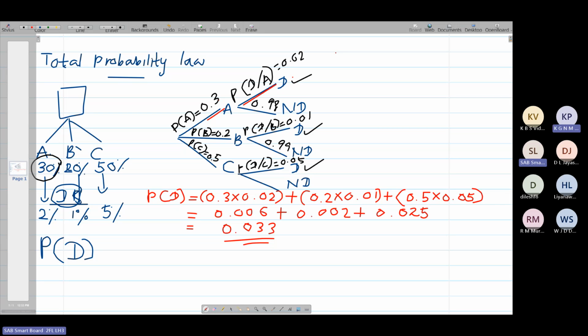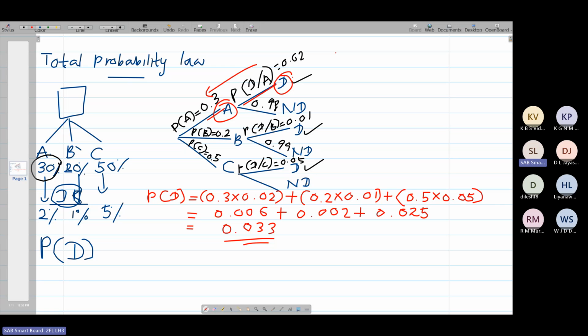Now, what is the first event? What's the first step? Take the defective item. And then after that, we find out it is produced by machine A. It means we select the defective item, and it is produced by machine A. Here, there is a revised probability. Reverse probability calculation.